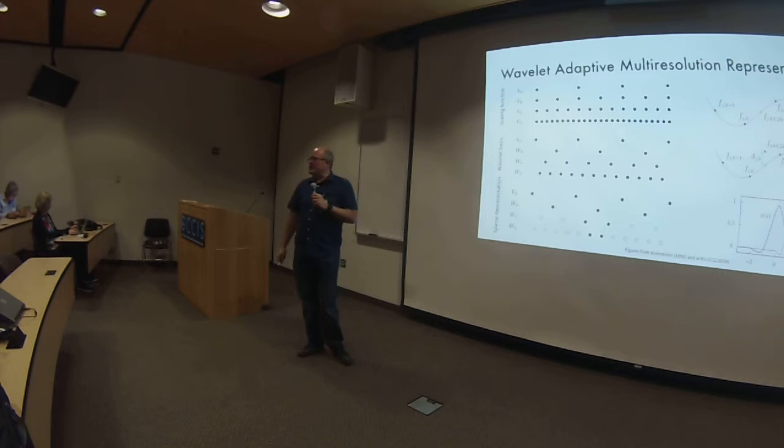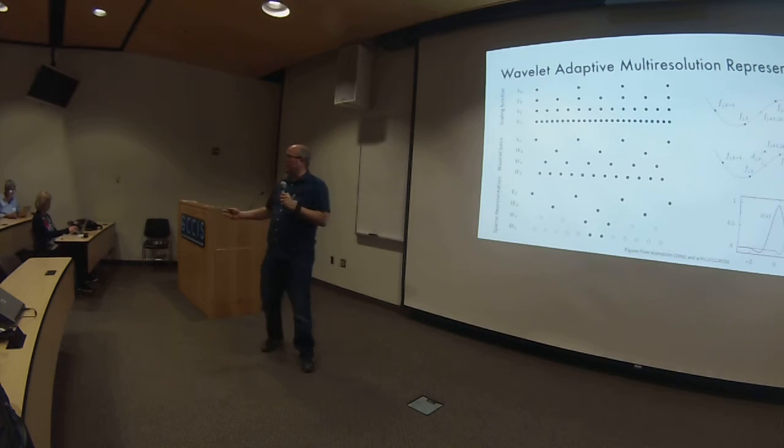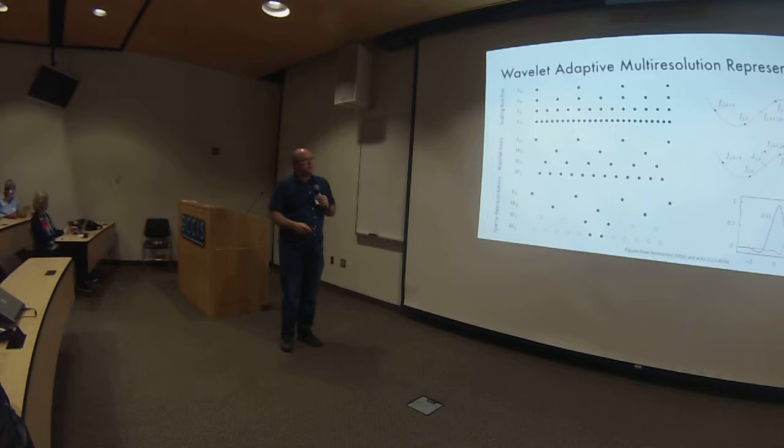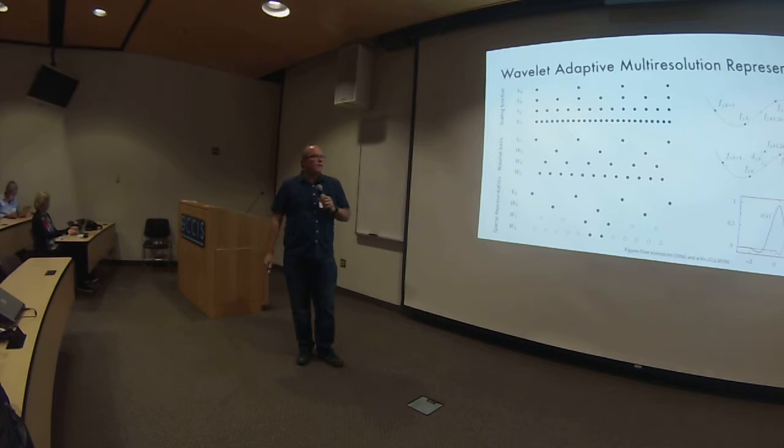And if that difference is small, smaller than my error tolerance, then I might say, hey, let's just drop that point. I don't need it. If I need to know the value of the function there, I would simply interpolate from the neighbors. If the difference is large, then I say, oops, I better keep that point, and maybe even want to refine a little bit more.